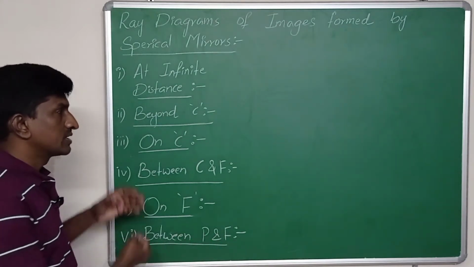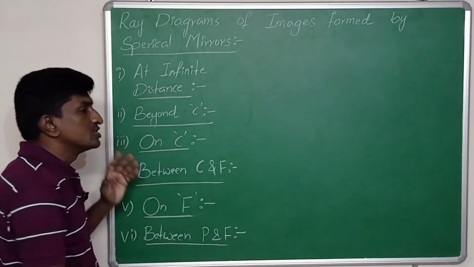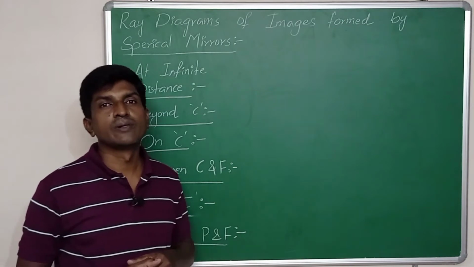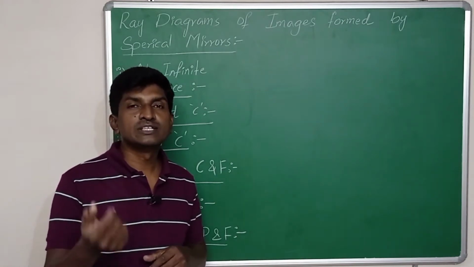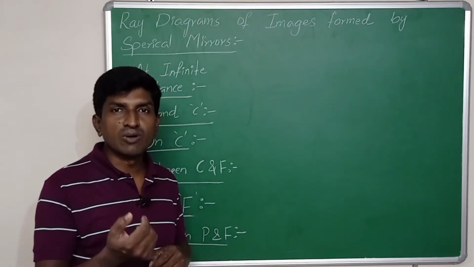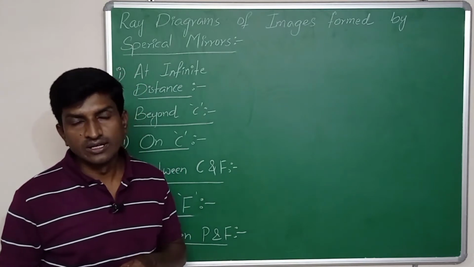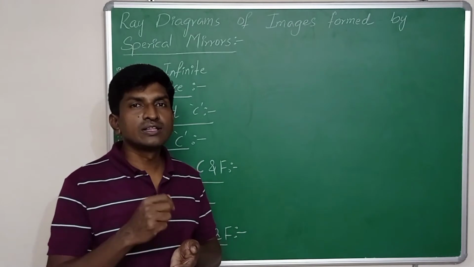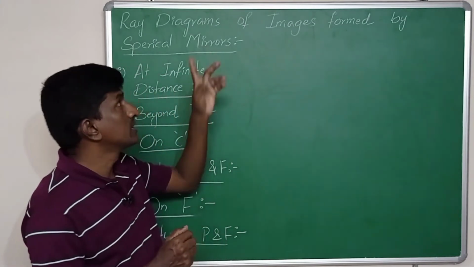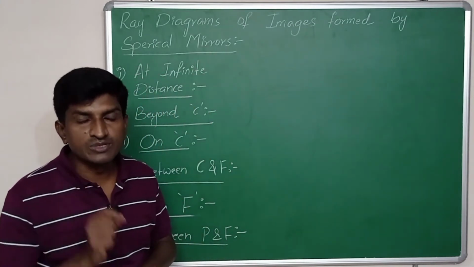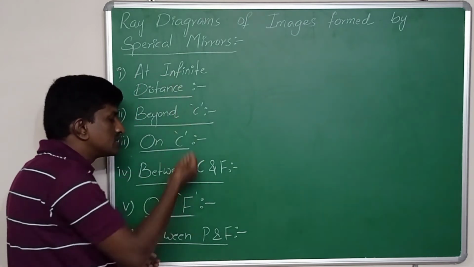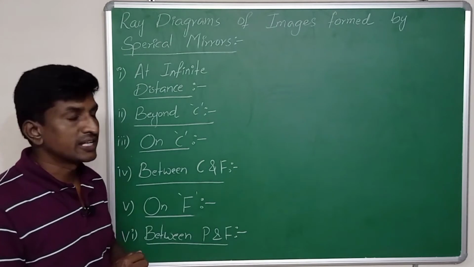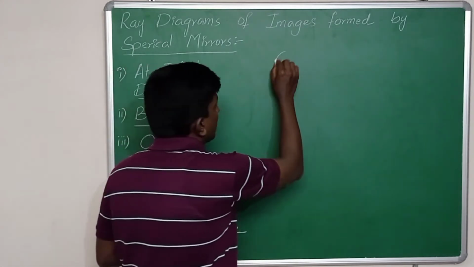If any object is placed in these positions in front of a mirror, how is the image formed, and whether the image is enlarged or smaller, diminished or bigger. So let us learn all these things by drawing the ray diagrams for the object placed in these positions. First, let us draw the ray diagrams in the case of a concave mirror.